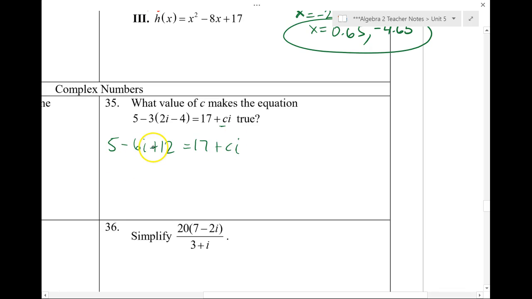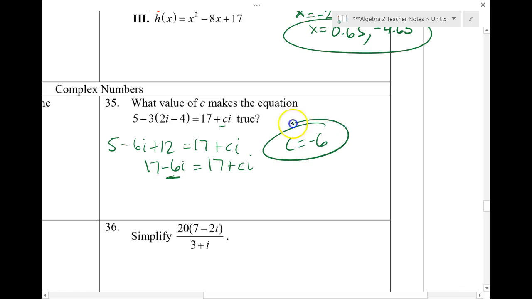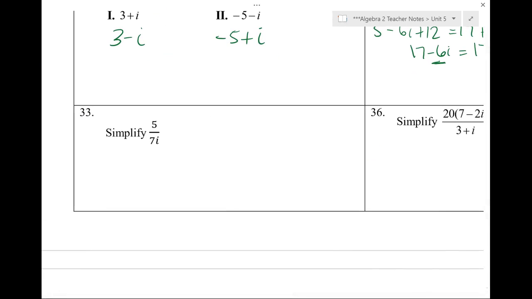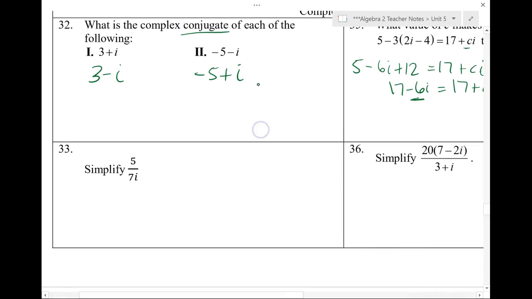Okay, now let's add up the left side. We get 5 plus 12, which is 17, minus 6i. So now we're pretty close. And as we can see, c has to be negative 6. Pretty easy, right? Alright, so now, simplify that. We're not going to use the conjugates yet. We're going to use that in the next problem, but before we get there, let's solve this one here.